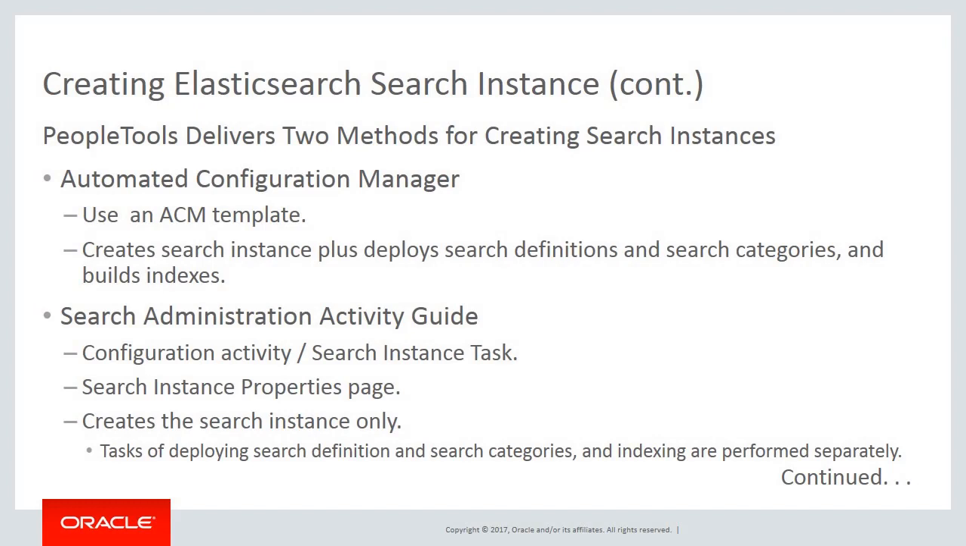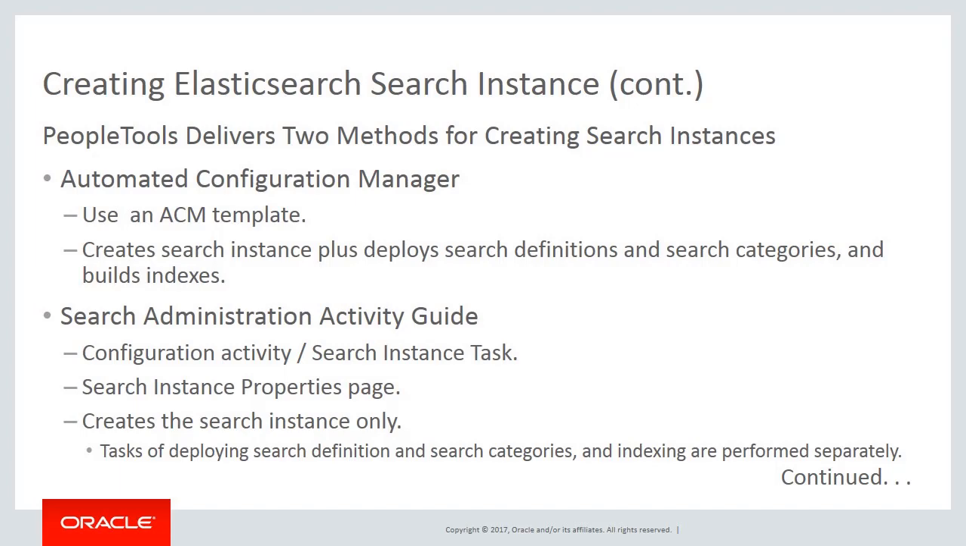There are two ways to create an Elasticsearch search instance. Using the Automated Configuration Manager, or ACM, enables you to automate the configuration of an Elasticsearch instance. You can also use ACM to automate the deploying of search definitions and categories, as well as automate indexing. The Search Administration Activity Guide configuration activity using PIA features a search instance task. In this task, you use the Search Instance Properties page to create the search instance.